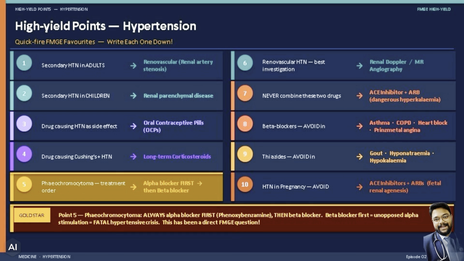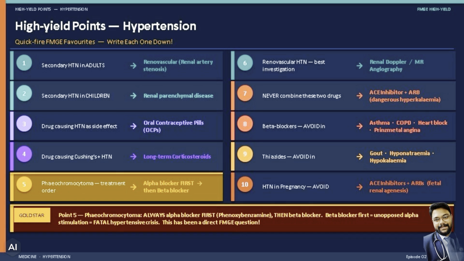Number 4. Drug causing Cushing syndrome with hypertension, long-term corticosteroids. Number 5. Pheochromocytoma hypertension. Treat with alpha blocker first, such as phenoxybenzamine, then beta blocker. Number 6. Renovascular hypertension. Best investigation, renal Doppler or MR angiography.